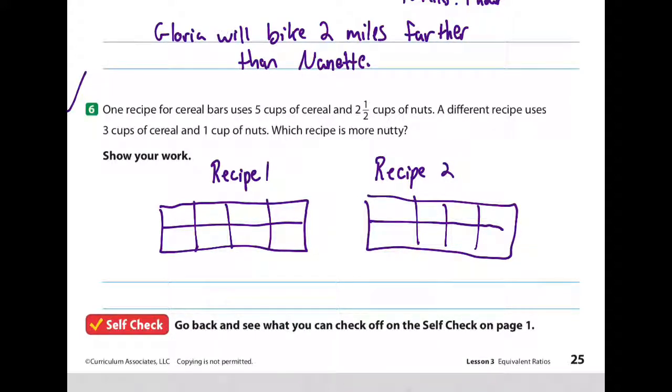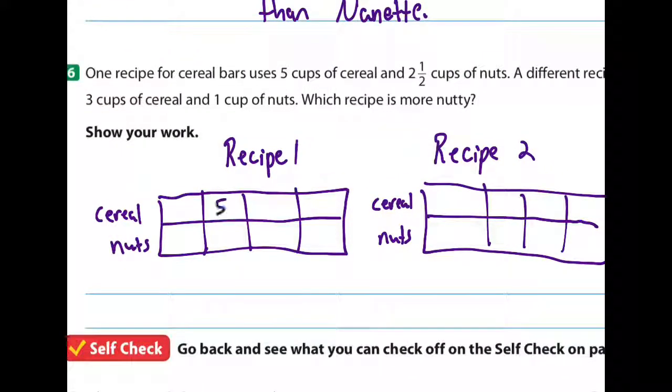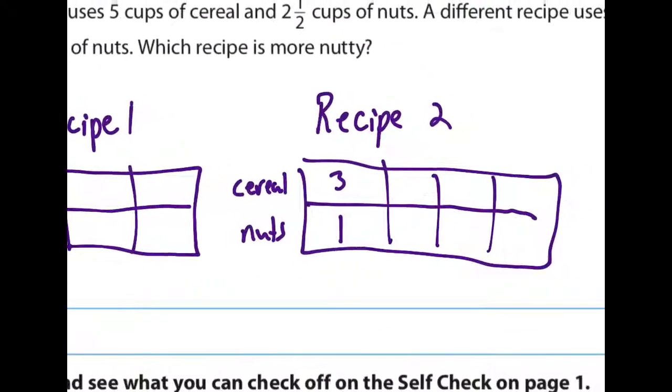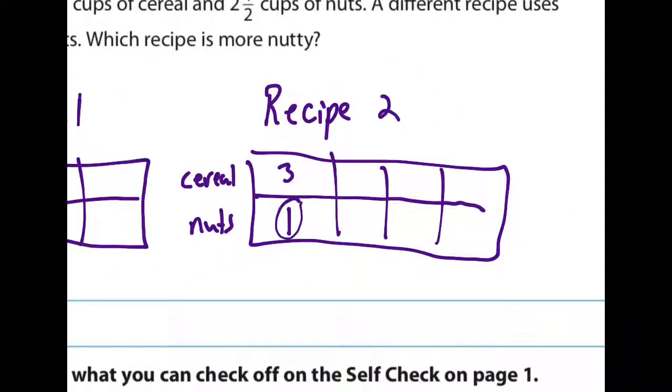All right. Now, both of them are going to talk about cups of cereal. So this will be cups of cereal. And the second part is going to be nuts. So over here, I'm going to have cereal and nuts. All right. So now, first one recipe for cereal bars uses 5 cups of cereal and 2.5 cups of nuts. A different recipe uses 3 cups of cereal for 1 cup of nuts. Now, the reason I put that in the first column is because of the 1. It's already a rate, so I figured I'd put it in the first one.